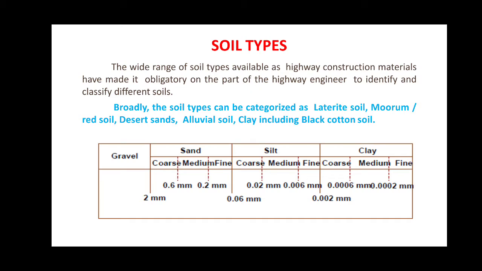Now the soil types. The wide range of soil types available as highway construction materials has made it obligatory on the part of highway engineers to identify and classify the different soils. Broadly, these soil types are categorized as laterite soils, murum, red soil, desert sands, alluvial soils, clay including black cotton soils, etc. Depending upon the different sizes of the material, they are classified as gravel, sand, silt, and clay.